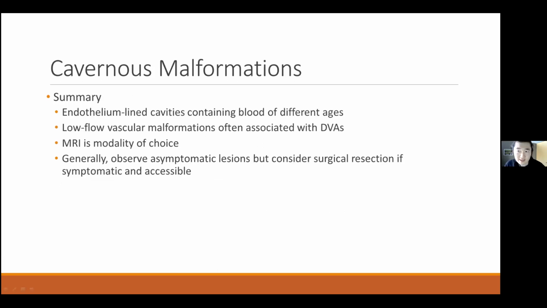So in summary, cavernous malformations are endothelium-lined cavities. They contain blood of different ages. They are low-flow vascular malformations that are often associated with DVAs. MR is the modality of choice. You're looking for that mixed T1 and T2 signal with a popcorn appearance, and your blood-sensitive sequence is frequently going to show blooming of these lesions. Generally, asymptomatic lesions are observed, while symptomatic lesions are considered for resection, especially if they're accessible.